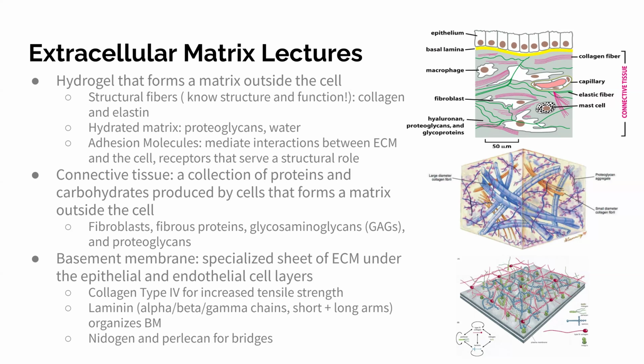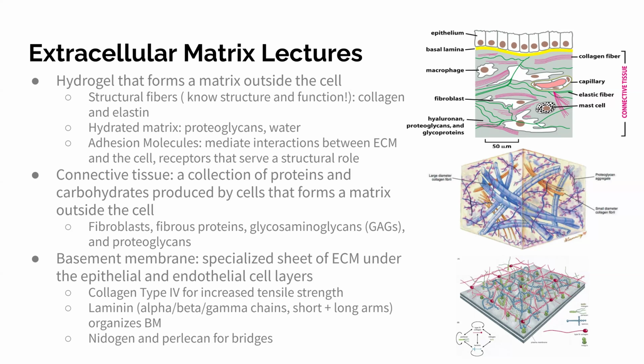Then the things that make up the extracellular matrix are also the proteoglycans and water, and we'll go over proteoglycans in the next slide. And then we have the adhesion molecules, and those mediate interactions between the extracellular matrix components and the cells. And then they also act as receptors between the cell and the ECM components that serve a structural role and also do some signaling.